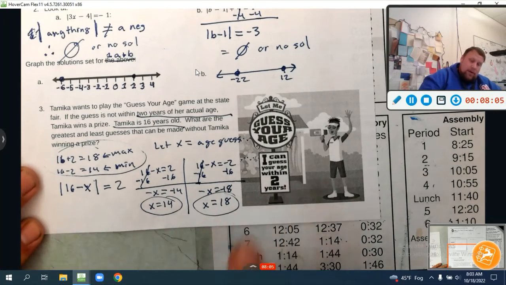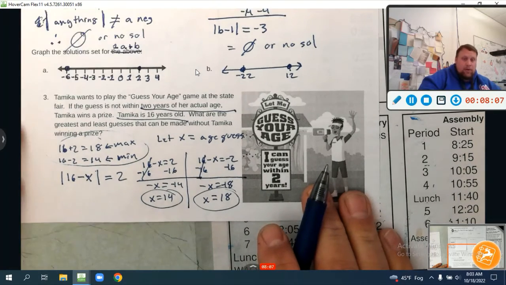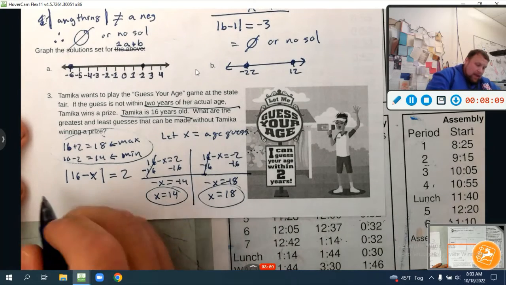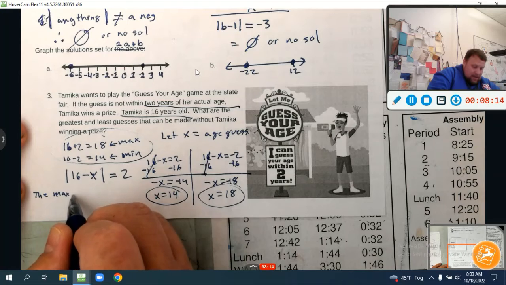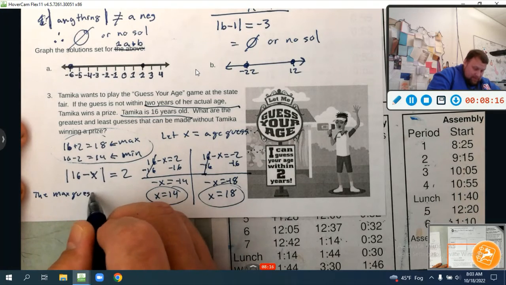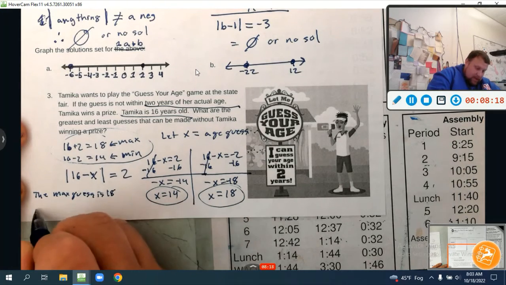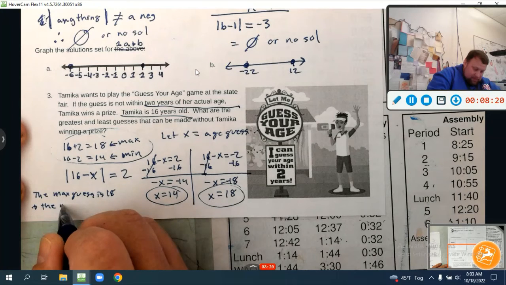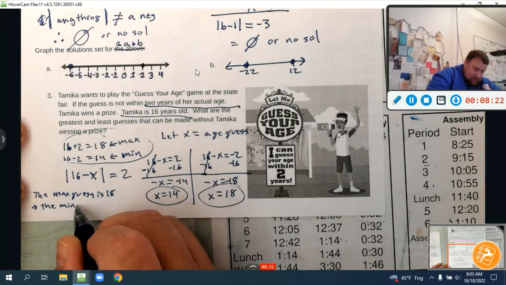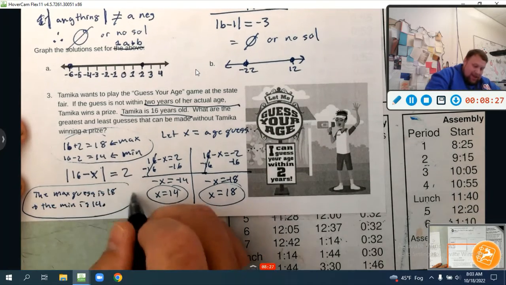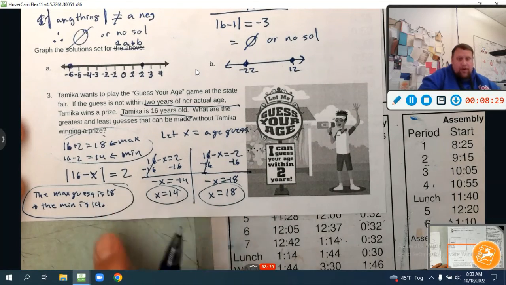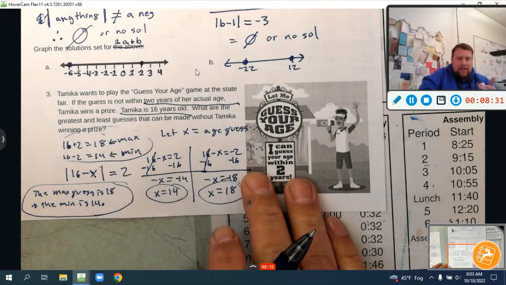So this is an example of how we would use absolute value in a word problem. Just keep that in mind. And our answer would be the max guess is 18. And the minimum is 14. By the way, this should show you there's a 4-year gap in between there. So he can guess 14, 15, 16, 17, or 18. He has 5 choices he can guess. 5 years to play with.